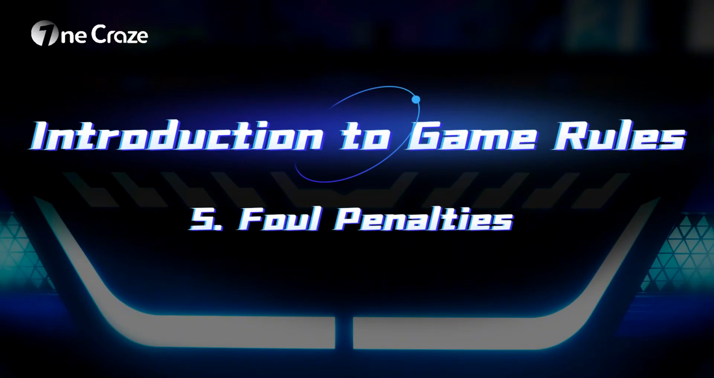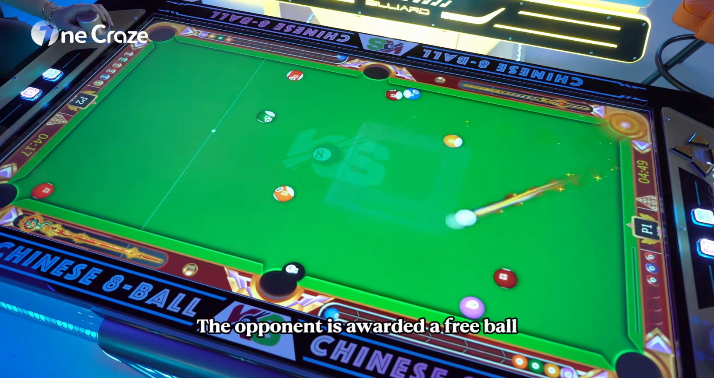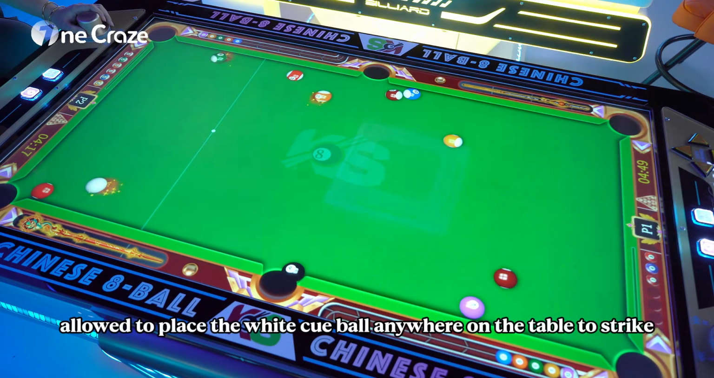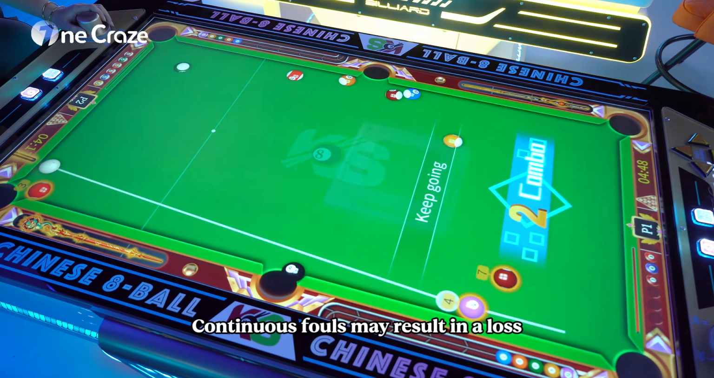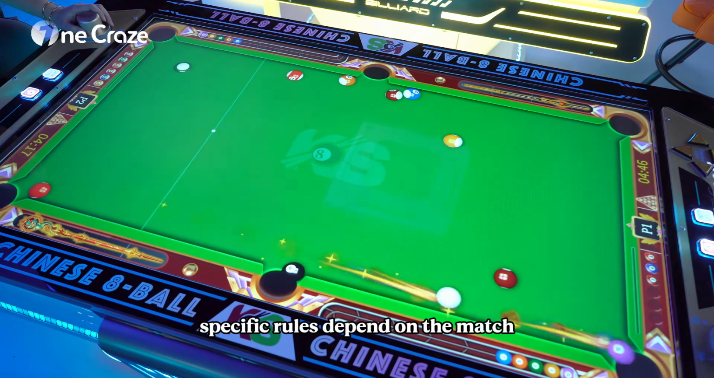5. Foul penalties. The opponent is awarded a free ball, allowed to place the white cue ball anywhere on the table to strike. Continuous fouls may result in a loss. Specific rules depend on the match.